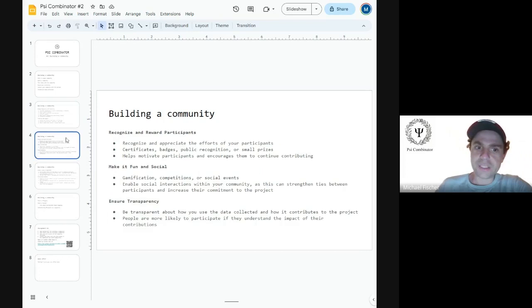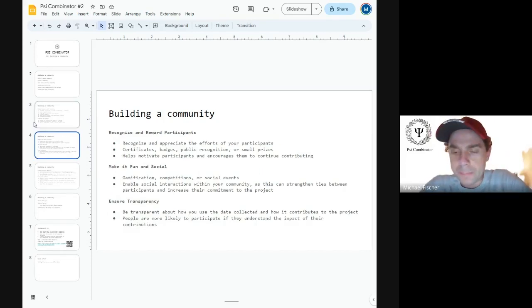Some other things: reward people. If people are doing great work in your community, call them out and say what a great job they're doing. If you have the ability, give prizes, badges, public recognition, whatever works within the context of your setting. Think about ways to reward people for doing good things. Just keep people motivated. Don't make it too serious. Make it fun and social. If there's any gamification here, that's good.